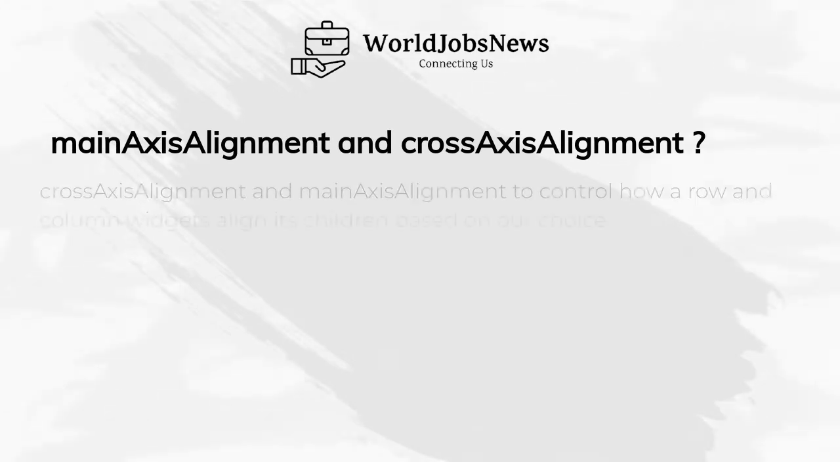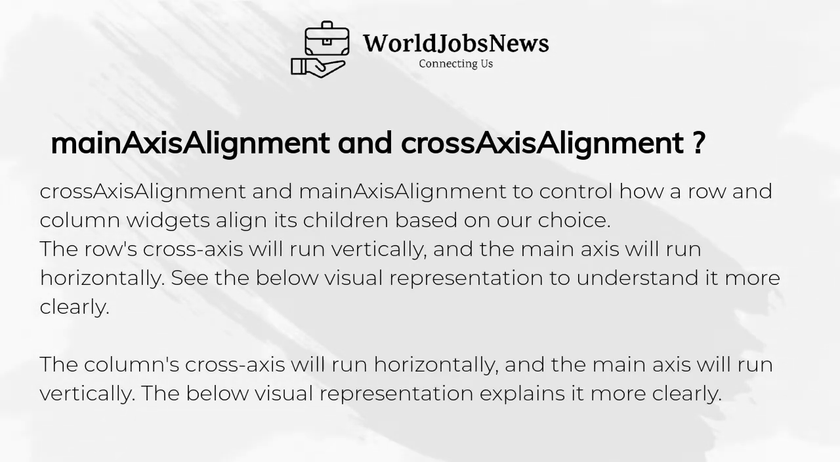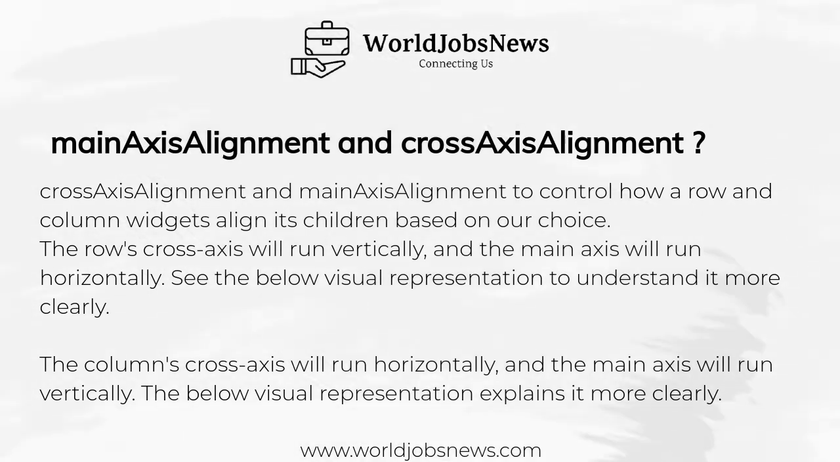Main axis alignment and cross-axis alignment. Cross-axis alignment and main axis alignment control how row and column widgets align their children based on our choice. The row's cross-axis will run vertically, and the main axis will run horizontally. See the below visual representation to understand it more clearly. The column's cross-axis will run horizontally, and the main axis will run vertically. The below visual representation explains it more clearly.